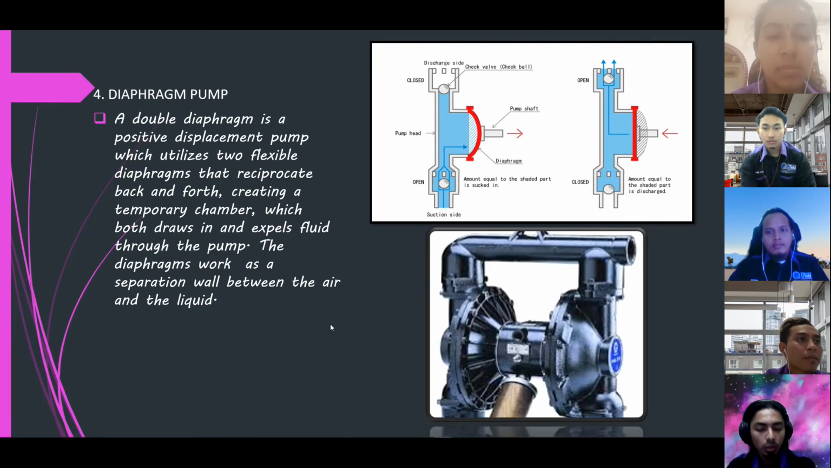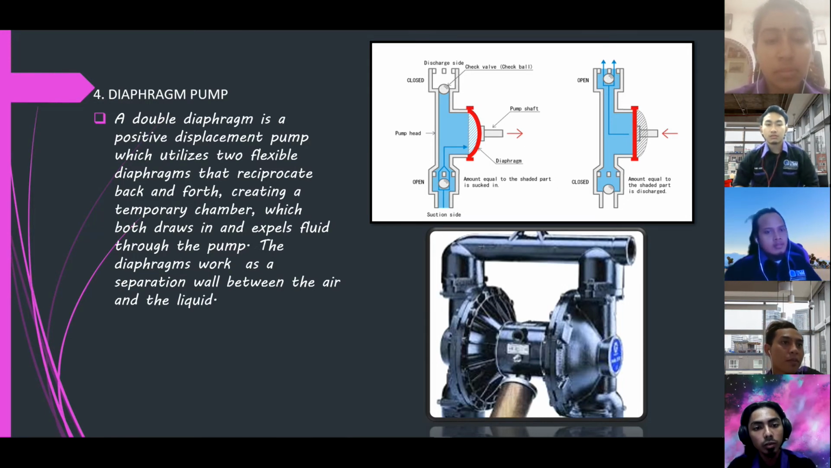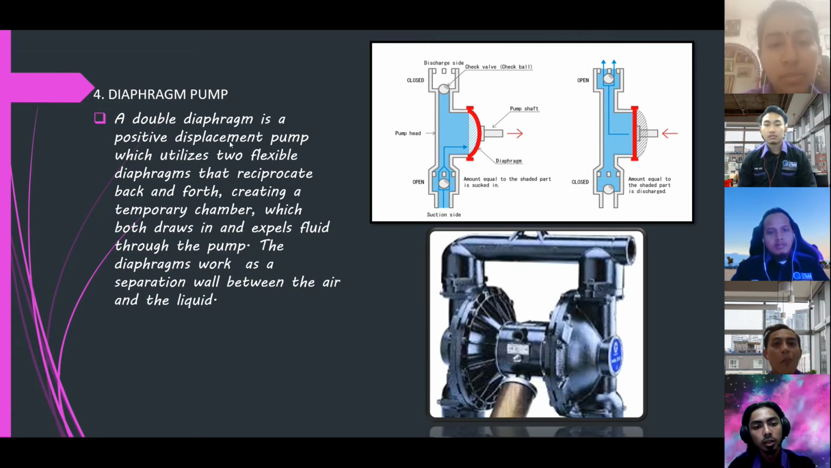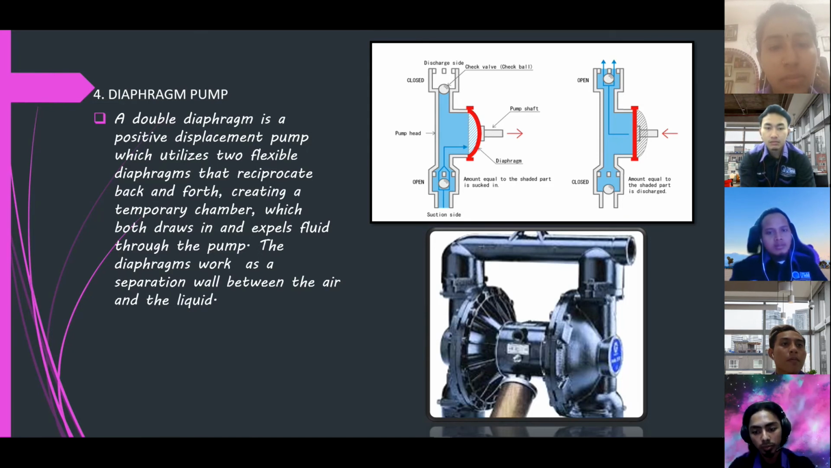Okay, for the positive displacement pump, first is the diaphragm pump. The double diaphragm pump is a positive displacement pump which utilizes two flexible diaphragms that reciprocate back and forth, creating a temporary chamber which both draws in and expels fluid through the pump. The diaphragm works as a separation wall between the air and the liquid.